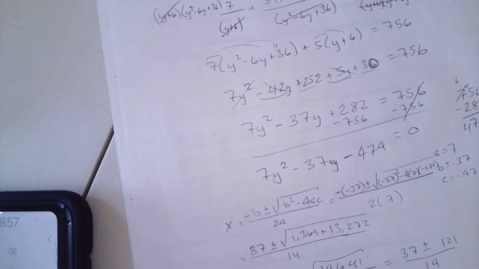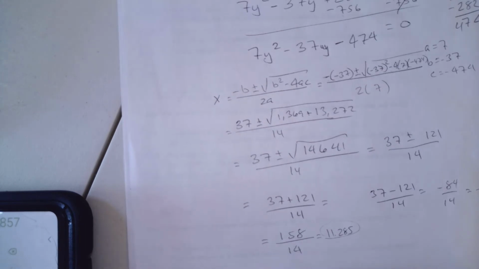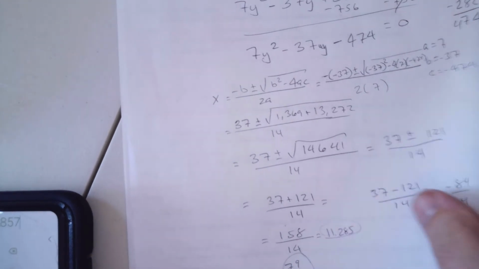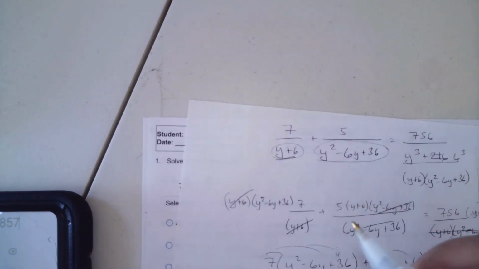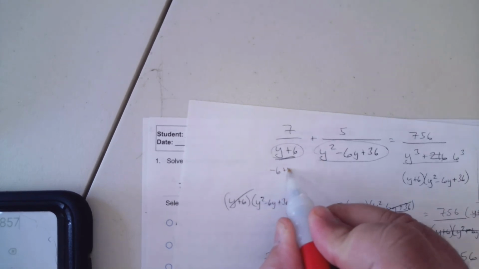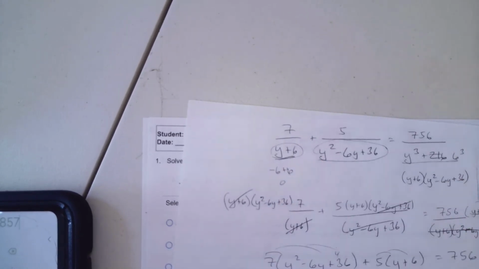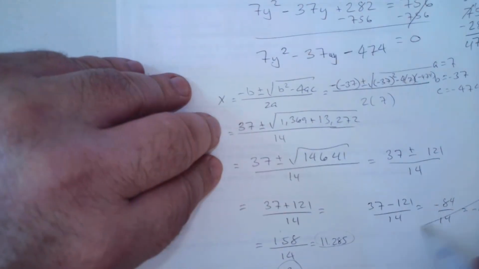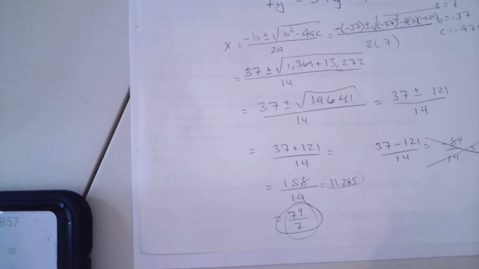So, our two answers: negative 6, and 158 over 14. If they won't let us use decimals, then we look at it, and they're both divisible by 2. That's 79 over 7. You know we can't use negative 6, because the bottom is y plus 6. If y is negative 6, and we add 6, it becomes 0, we get a 0 at the bottom. So we can't use that number. So the answer is 79 over 7.